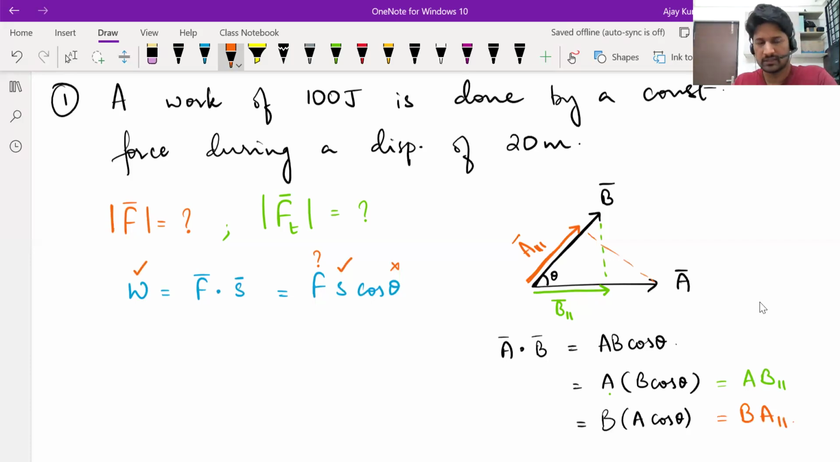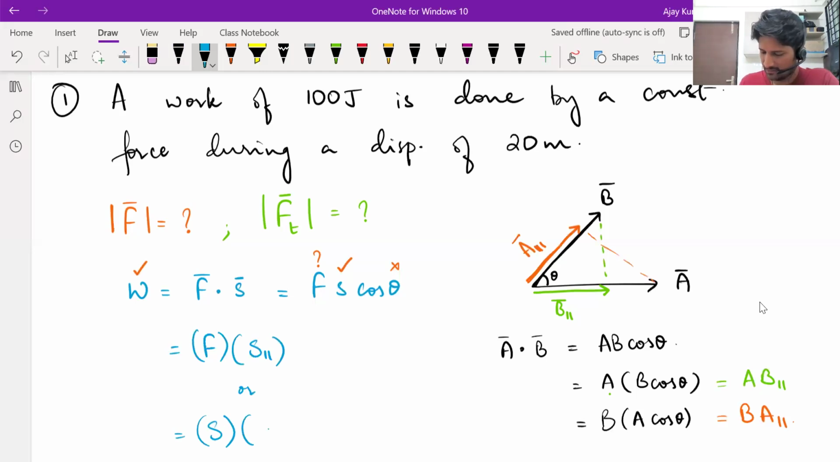Now we know work done is F dot S. So you can treat this as force, magnitude of force multiplied with displacement parallel to force, or you can also treat it as displacement multiplied with force parallel to the displacement, and force parallel to displacement is what we call tangential force.